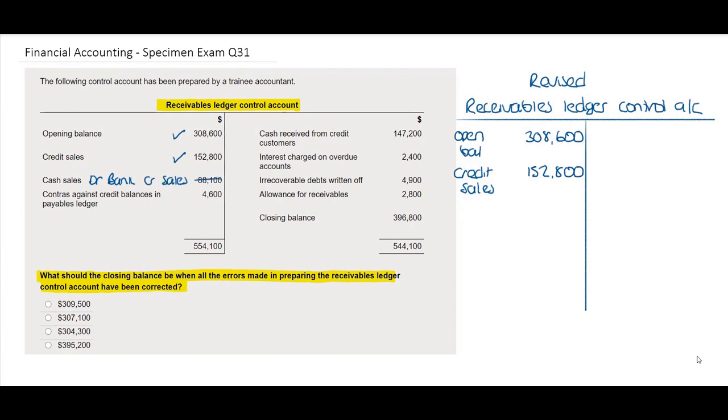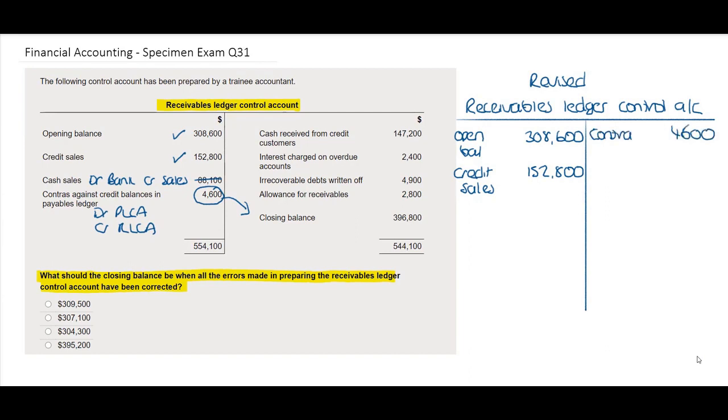The final item on the debit side is a contra. Contra entries are there to offset balances between the receivables ledger control account and the payables ledger control account. Therefore, this figure should actually be on the credit side. Our contra entry balance is always to debit the purchase ledger control account and credit the receivables ledger control account. And so I will include it on the credit side.